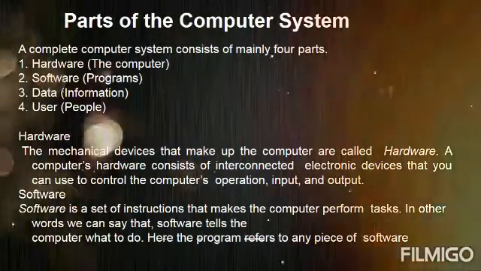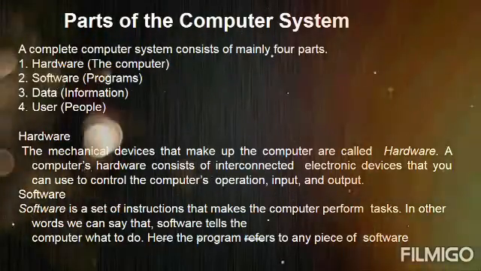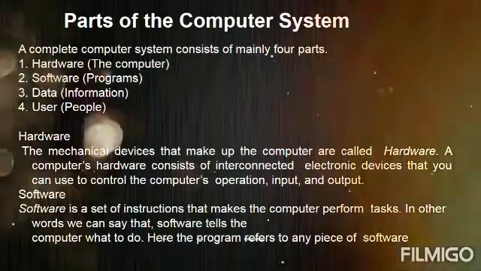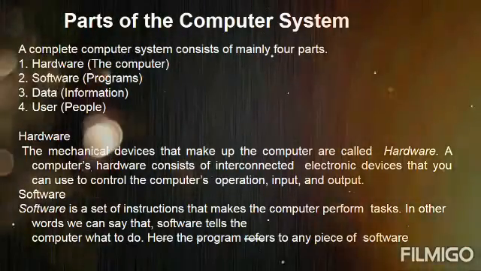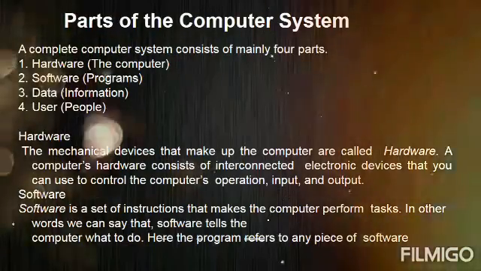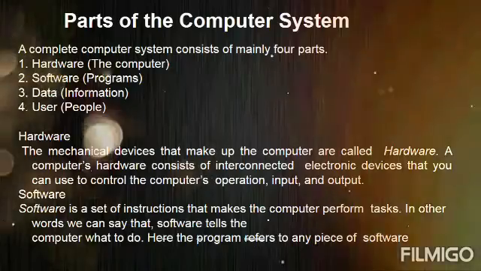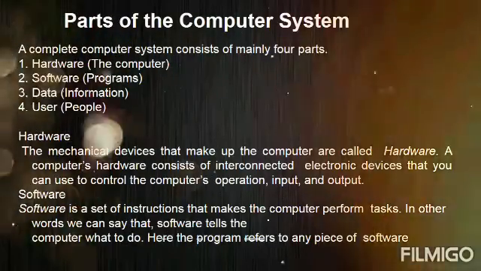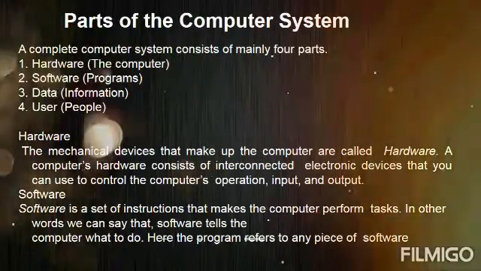Let us discuss the parts of the computer system or the computing system. It is categorized into 4 main parts. The first one is the hardware. Hardware includes all the hardware devices that we can physically touch. These devices can be input devices, output devices, storage and the processing device. These are all devices that we can physically touch.